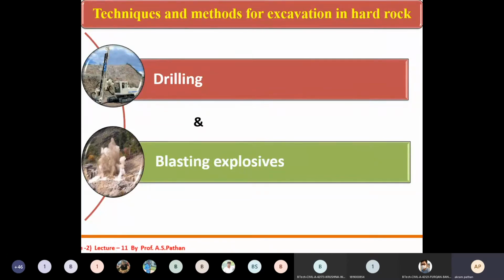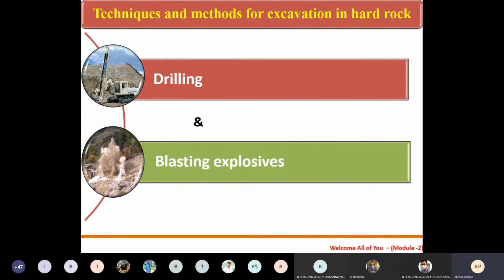I think drilling is nothing but deep penetration inside the earth by using some mechanical equipment. Blasting is also the excavation of earth, and it may be done by using some chemical products. Blasting the ground by using explosives. Yes.